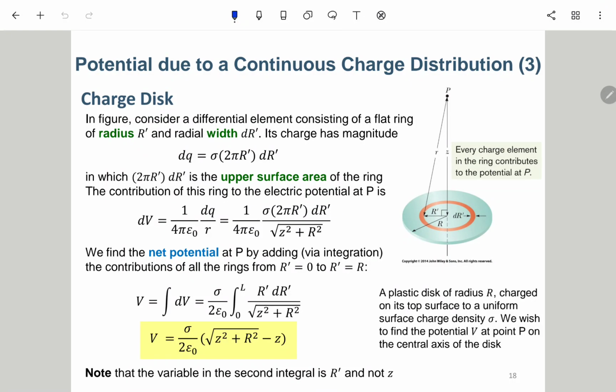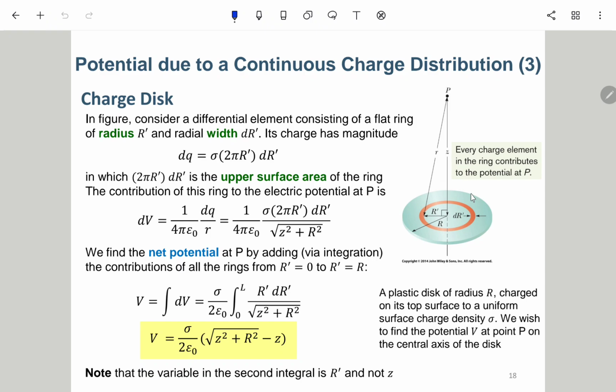Okay, so last time we talked about how to calculate the potential generated by a line of charge. So this time we calculate another case. This one is the potential due to a continuous charge distribution with a charge disk. You have seen this charge disk in chapter 22 and chapter 23. We tried to calculate the E field generated by it.